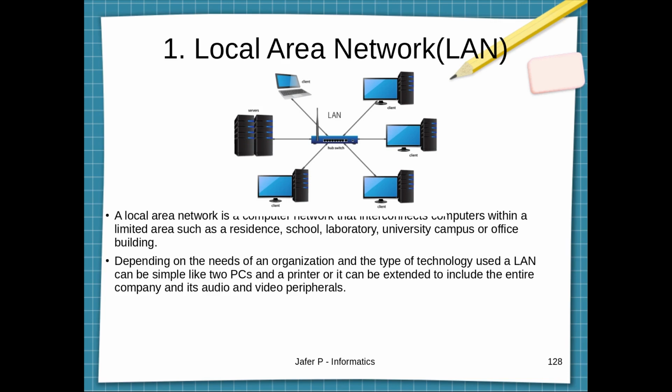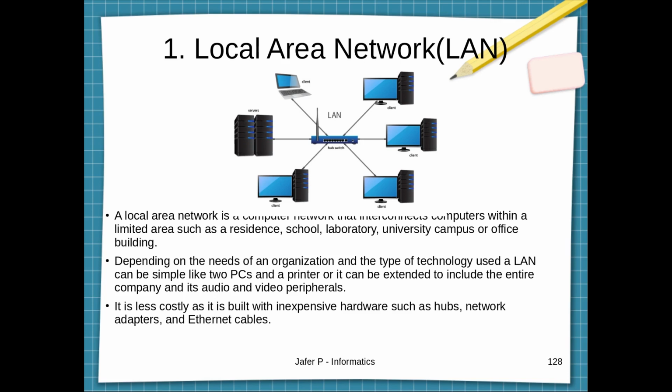If you connect 2 systems via cable adjacent to it, then it is called a local area network. And also you can connect a printer, audio devices, video devices, etc. You can connect any kind of devices to this network, right? But it should be limited. The area is limited. That is called a local area network.